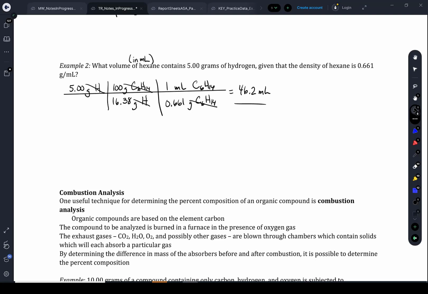And technically, what else does it have to do with, as we saw in lab? It also has to do with the temperature, right? Because as the temperature changes, the density also changes. Okay. Since I didn't say anything about temperatures, ignore it. We're assuming room temperature.